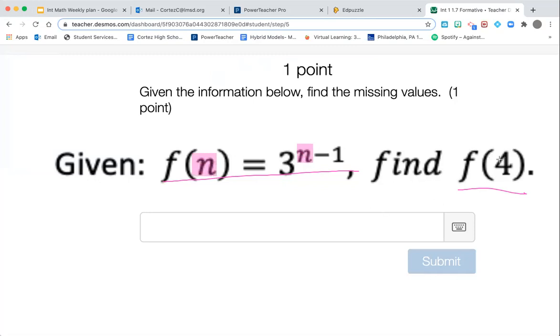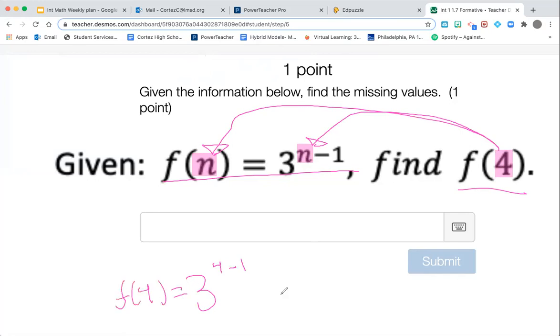Now this is saying instead of n, I want to use 4. So think of it as if you're just going back and putting in 4 here and also here. If you do that, you would get 3, now 4 minus 1, and this is helping you find f of 4. That being said, you want to take this further because 4 minus 1, you can rewrite as 3. 3 cubed, can you take that further?